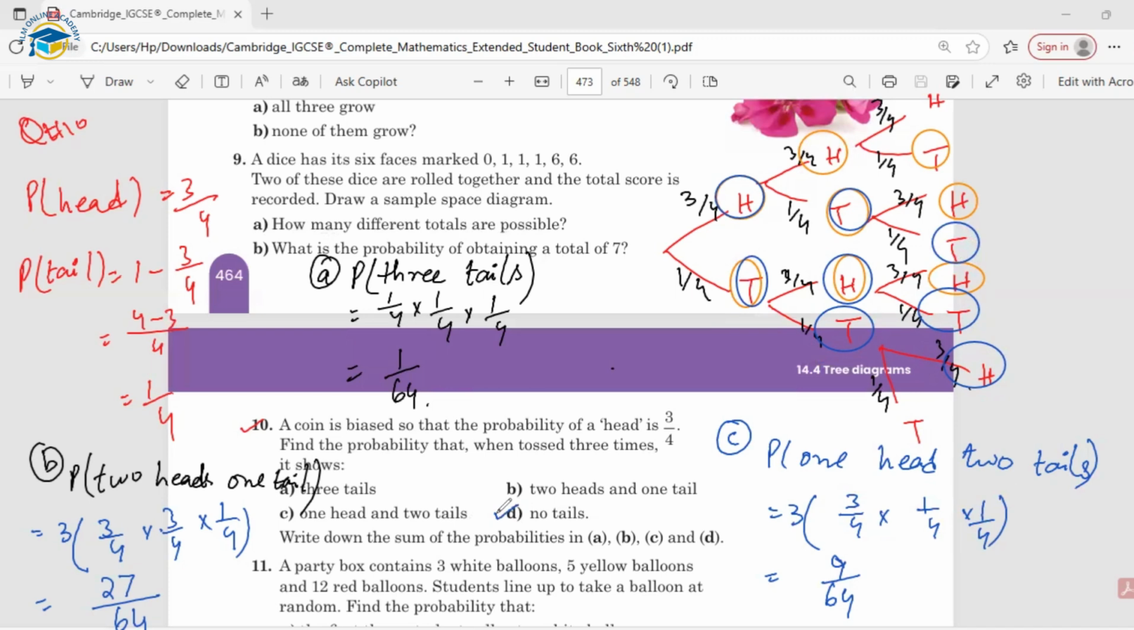Next, D probability is no tails. No tails we are getting only one time, like above over here. Rest all are having at least 1 or 2 tails. So 3 over 4 times 3 over 4 times 3 over 4. That will be 27 over 64. Okay. This is your part number D where we are having no tails.